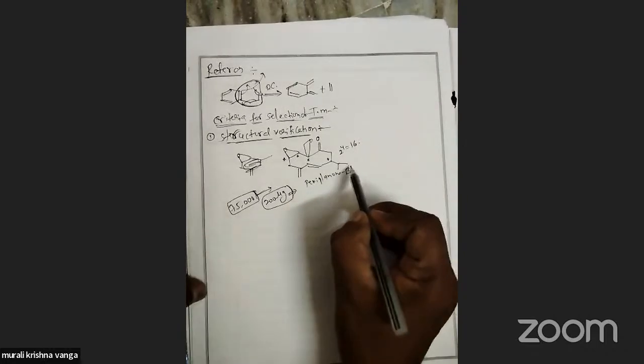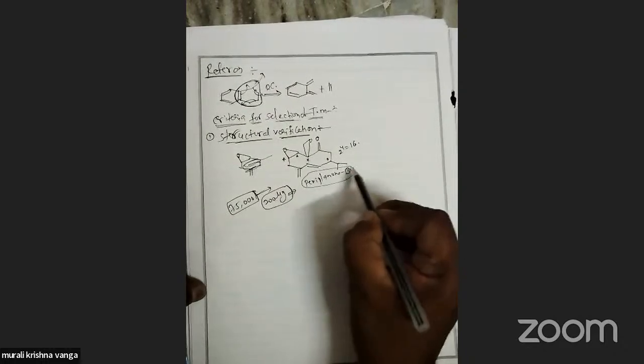This is a criterion for selection of the target molecule. The first criterion for selection of a target molecule is structural verification. Periplanon B is the structure, this is the molecule, this hormone, secreted by American cockroaches.